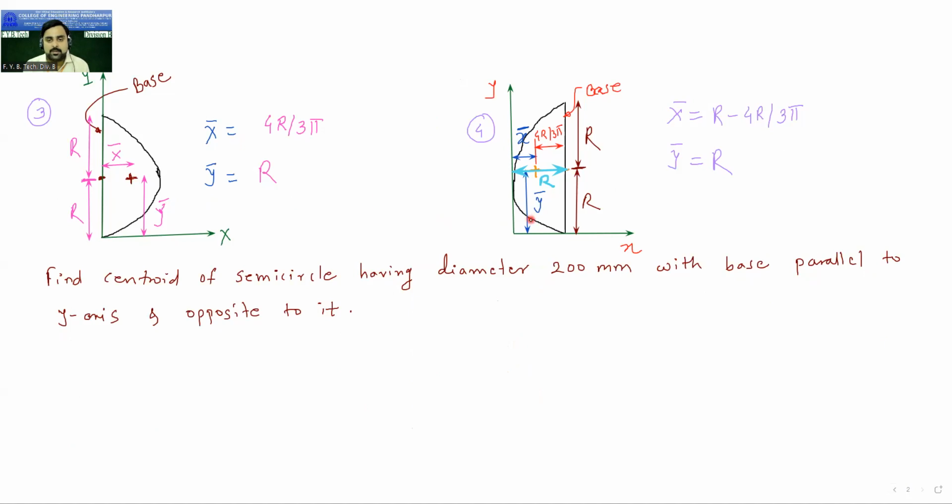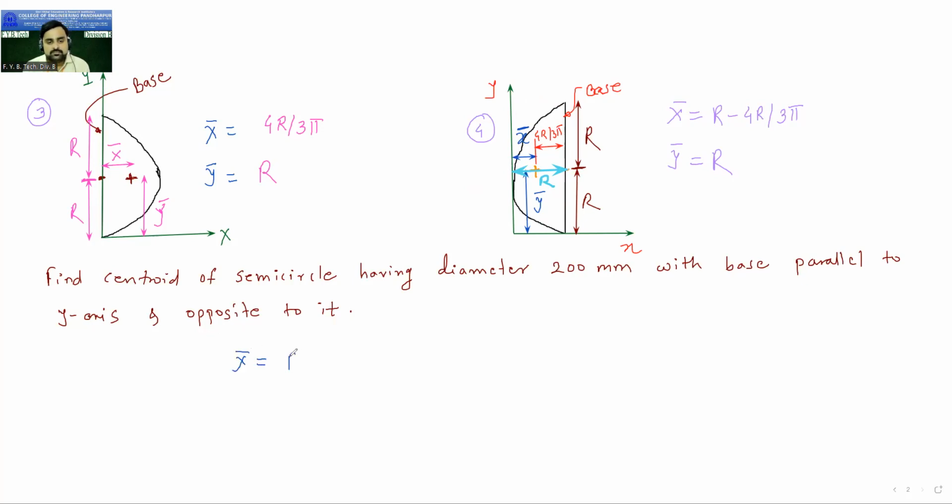One of these two must be the answer. What did they say further? Base is parallel to y-axis and opposite to it. They have not said "along it". It is not given that the base is parallel to y-axis and along it. If it had said along it, it would have been case number 3, meaning the base and y-axis are on the same line. But it is written that opposite to it. So the base is opposite to the y-axis. Now this is your 4th case. So this is the y-axis and the base is opposite to the y-axis. Here it is the base. Now we need to find x bar and y bar. So use the formula. What is the formula for x bar?